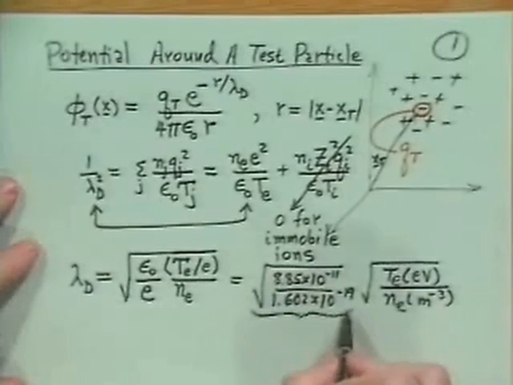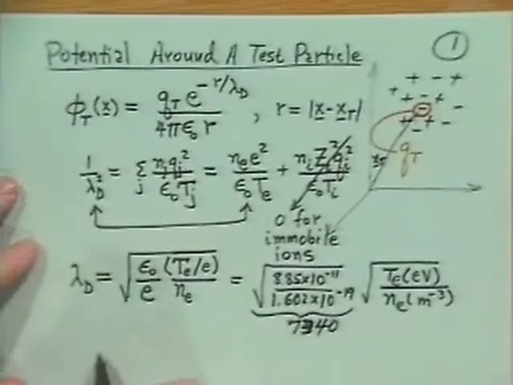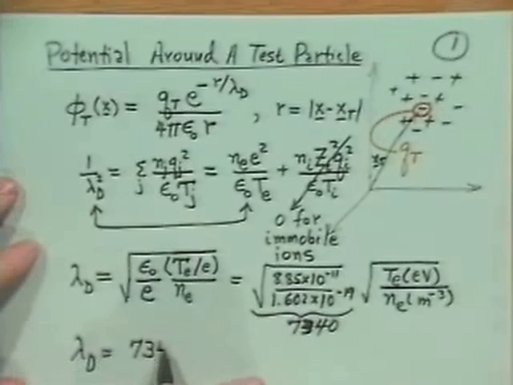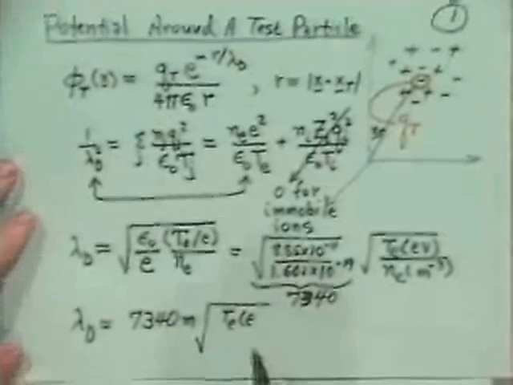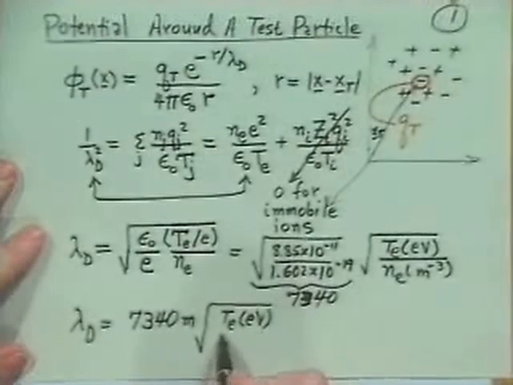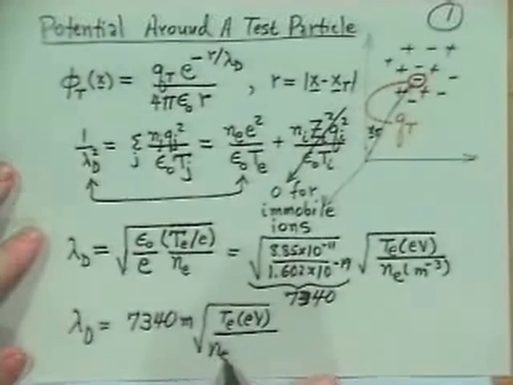Now, if you work this out with your handy calculator, or if you're ambitious, you could do it by hand, this then turns out to be lambda Debye is 7340 meters times the square root of the electron temperature in eV, divided by n_e, the electron density, in meters to the minus 3.